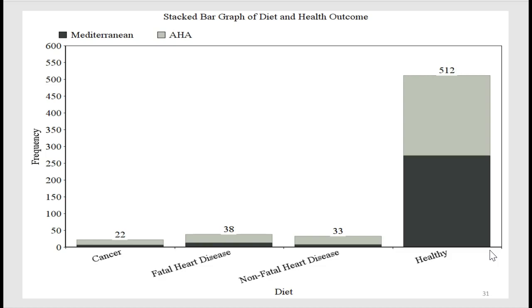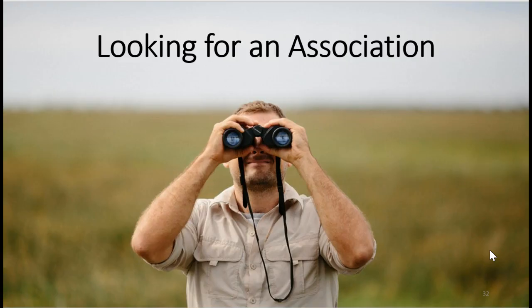We can also look at a stacked bar chart. It's like a side-by-side bar chart, but the bars are stacked instead of side-by-side. Again, take a moment and compare these values with the two-way table. It appears that there is a weak or moderate association between diet and health outcome. There would be no association if instead the proportion with different health outcomes would have been equal for each diet.